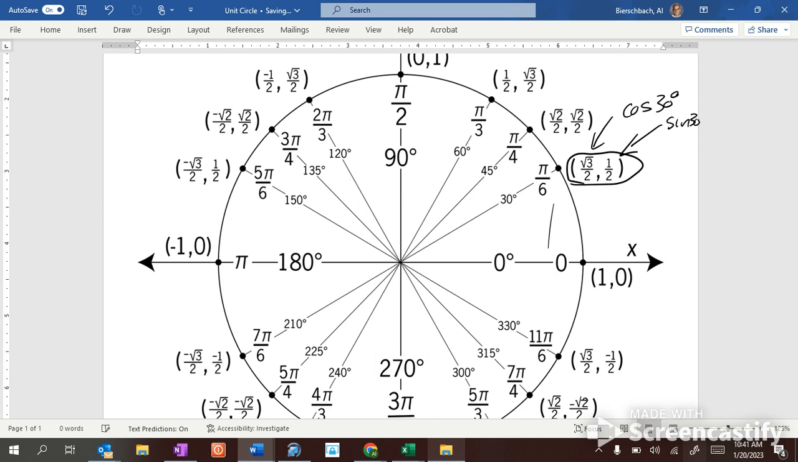The sine of 30 degrees is 1/2. Now, if you could only have this sheet of paper in front of you, wouldn't that be nice?